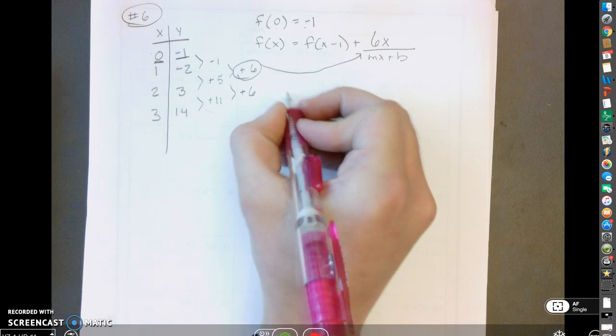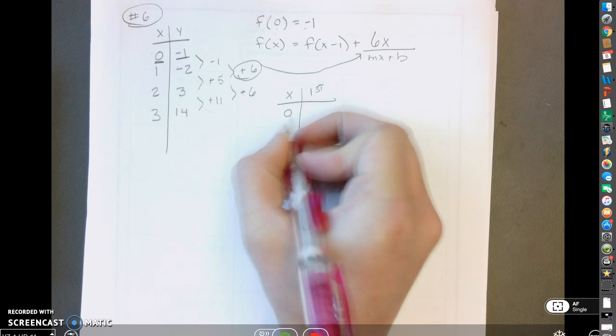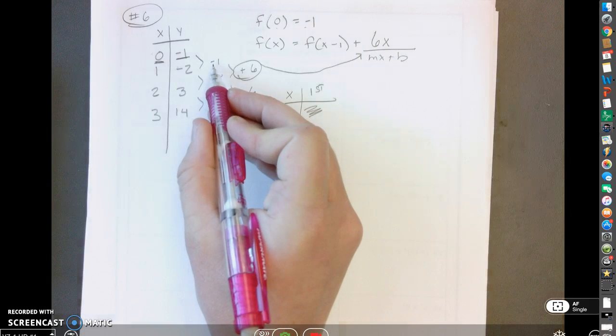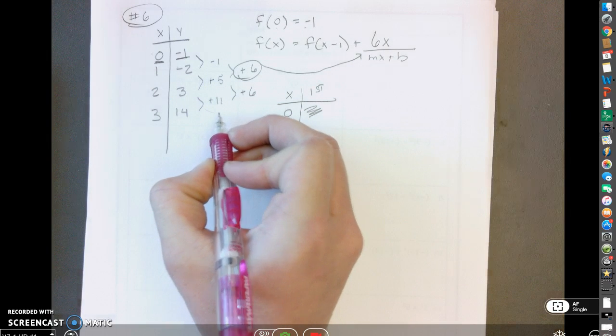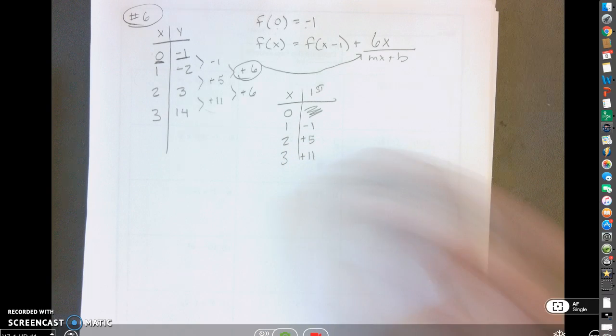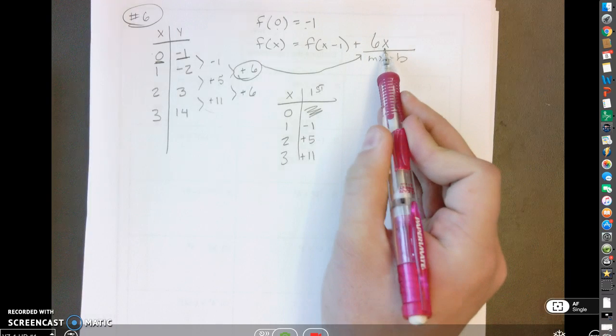I make a new table and I say, how do I get from my x's to my first difference? So here are my x's, here are my first differences. I go 0, 1, 2, 3. Scribble out the first one. Then my first differences are -1, plus 5, plus 11. I know I need to multiply my x's by 6. So how do I get the next term?